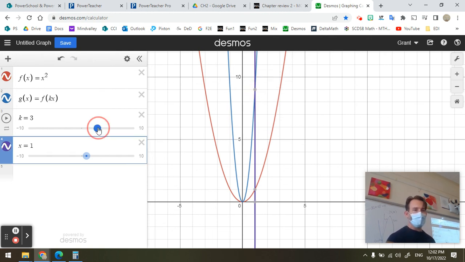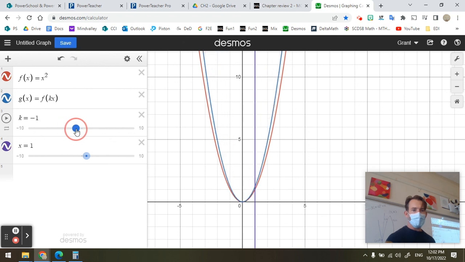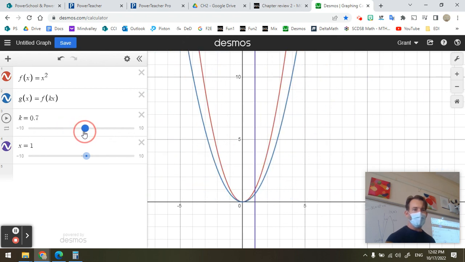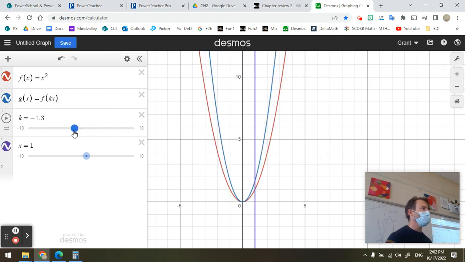Let's see if k is negative 3. Oh, wait. It didn't reflect. It went all the way down and then came back up. k did not reflect when it went negative. Oh. Any algebraic ideas for why this strange thing is happening?